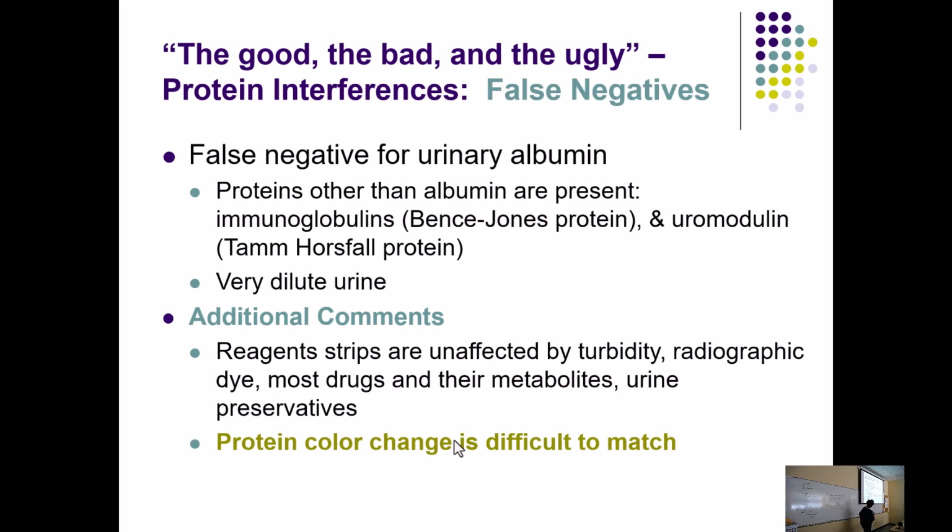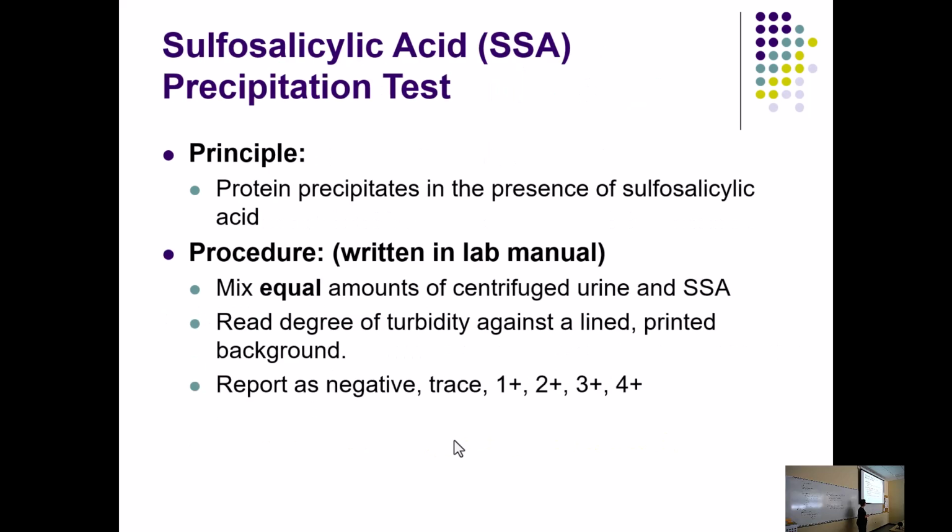False negatives for urinary albumin. Proteins other than albumin could be present. So we're going to say no protein, but it's just that it's no albumin. The other proteins could be there, we just don't test for them. Reagent strips are unaffected by turbidity, radiographic dye, most drugs, metabolites, and urine preservatives. So thankfully, there aren't a lot of things that are going to get in the way of these tests.